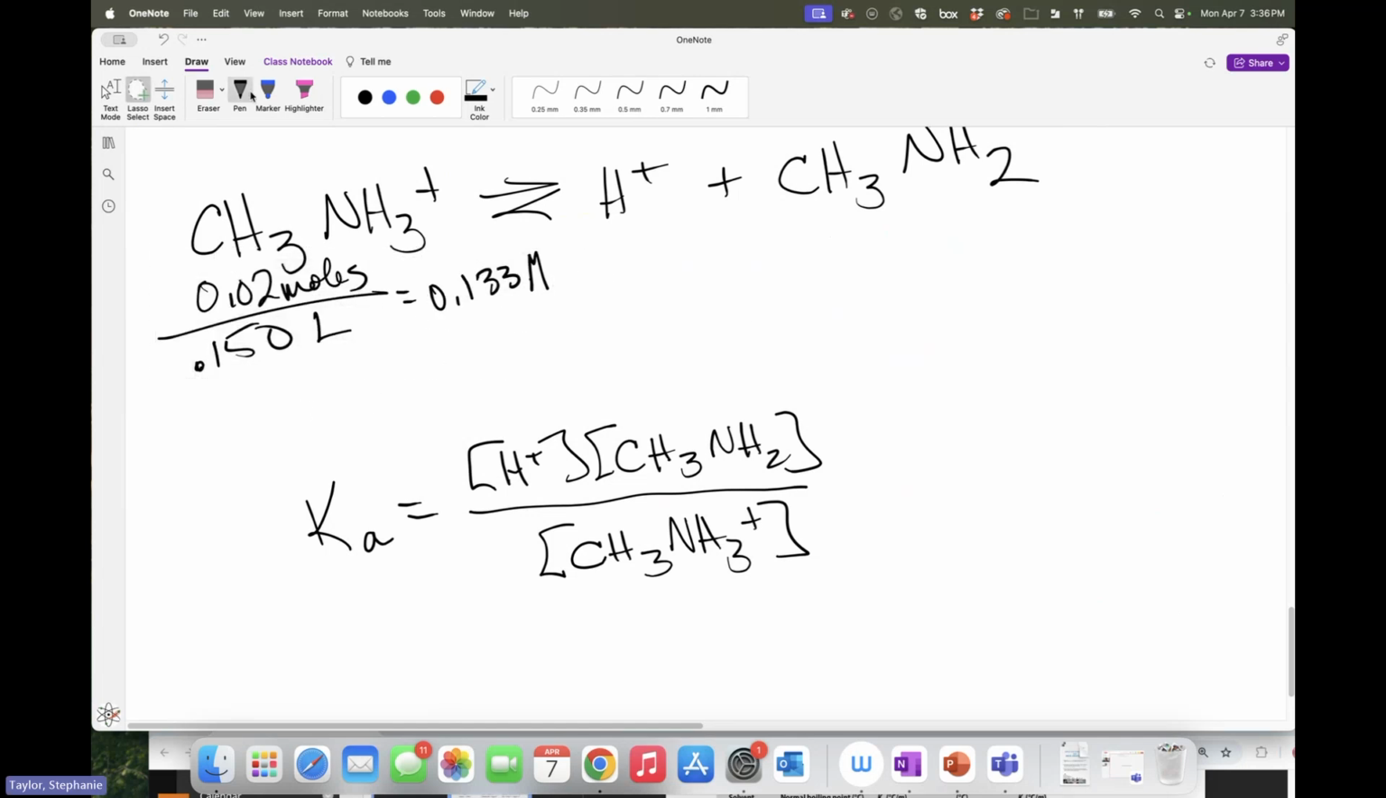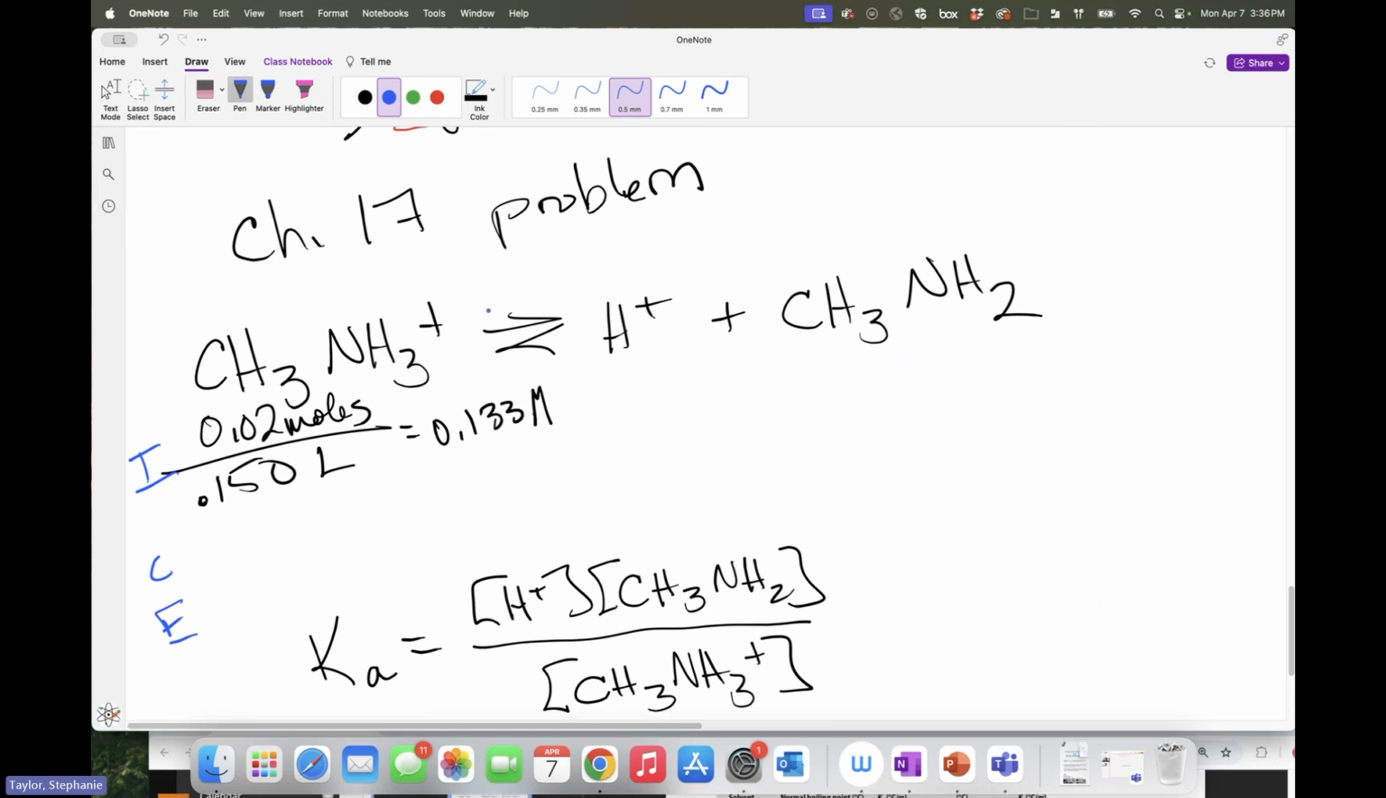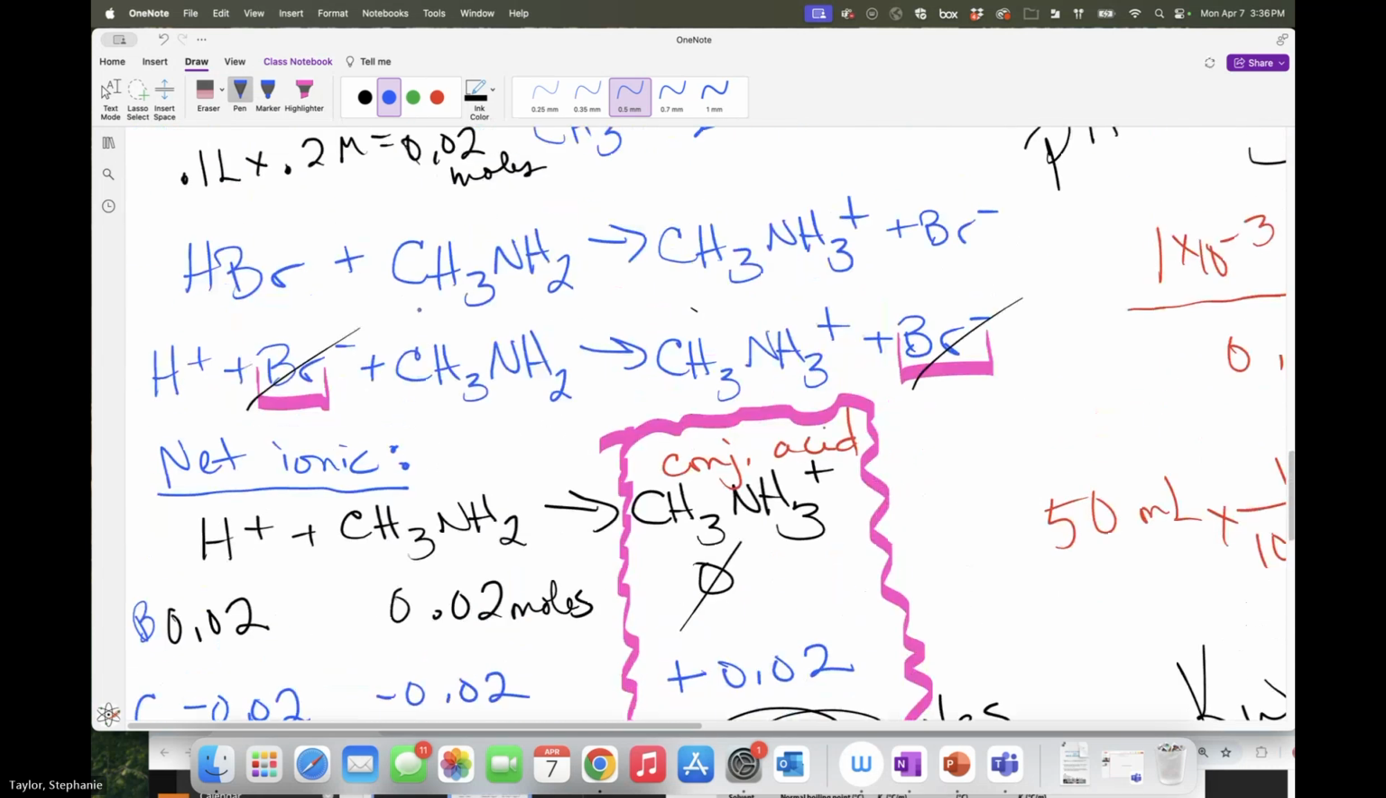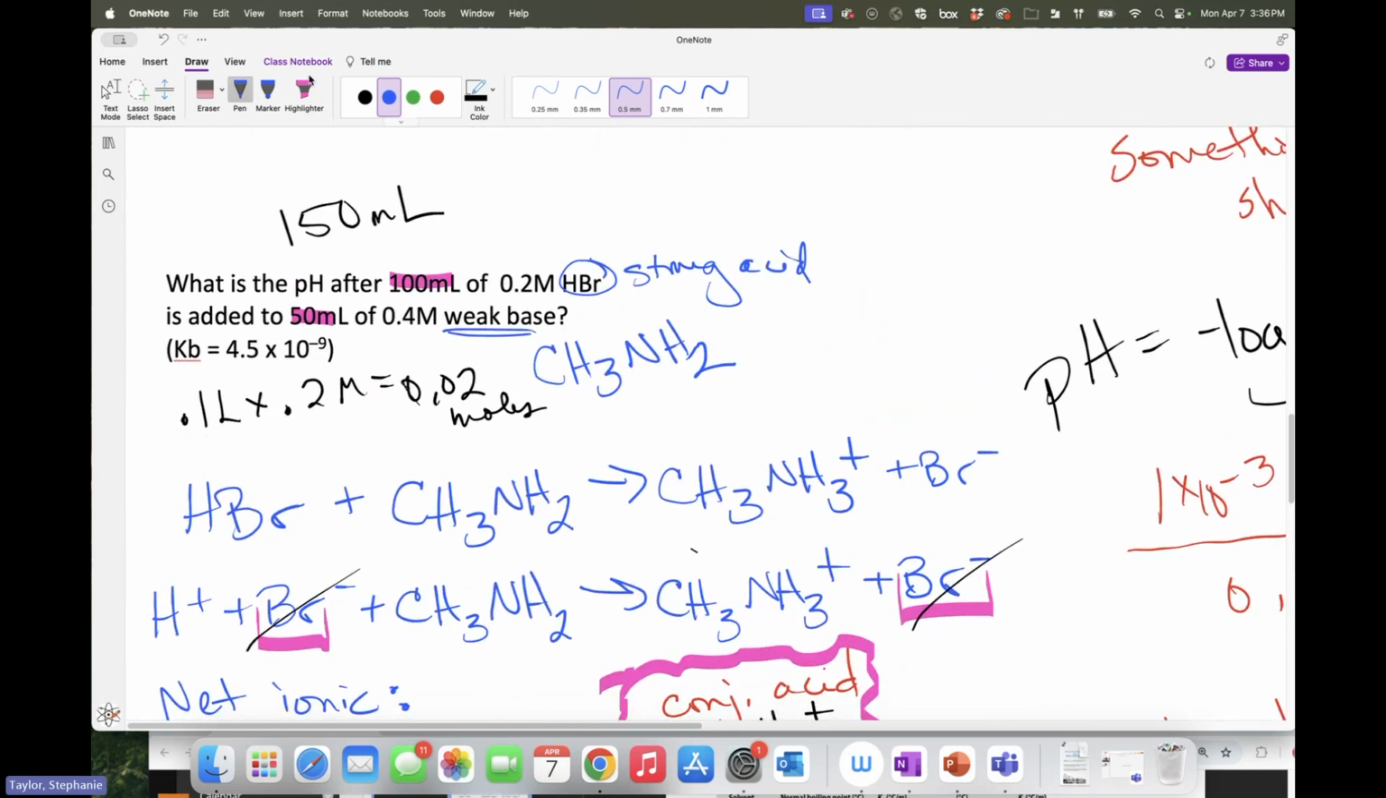So that is how I'm going to start this table. It's been a while since we did one of these, but this is an ice table. So this is my initial, then my change, and then equilibrium. So I do at least now have an initial concentration in molarity. That's started. Next up, I need a Ka value. I'm going to scroll back to my problem and see what the problem gave me. The problem gave me a Kb value.